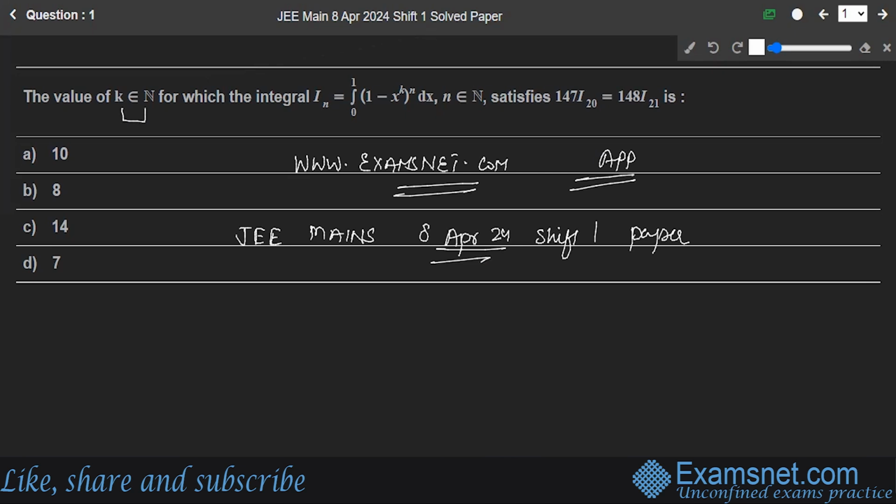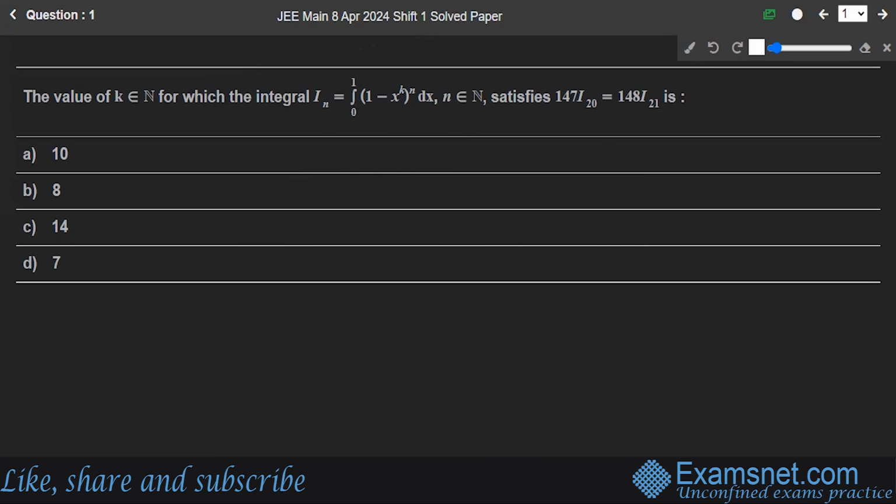The value of k, which belongs to the natural numbers, for which this integral, n belongs to the natural numbers, satisfies this equation. So you have two integrals, I-20 and I-21 over here. Let's write down I-21. Now this can be written as integral 0 to 1 of (1 minus x power k) raised to power 21 dx. So this further can be written like this. I'm splitting this up like this.